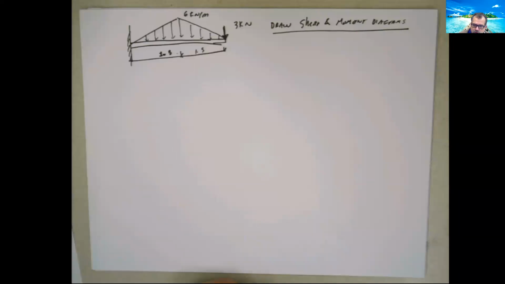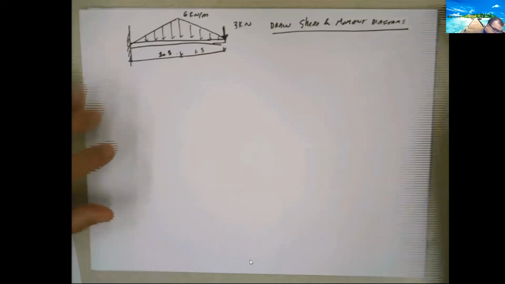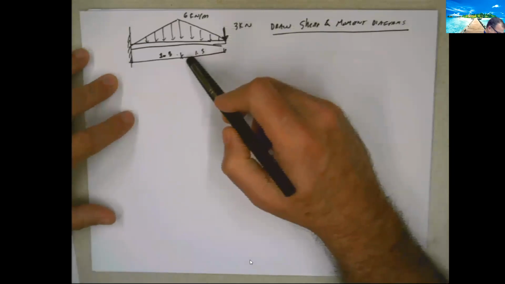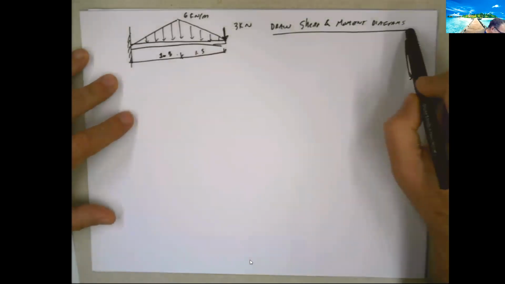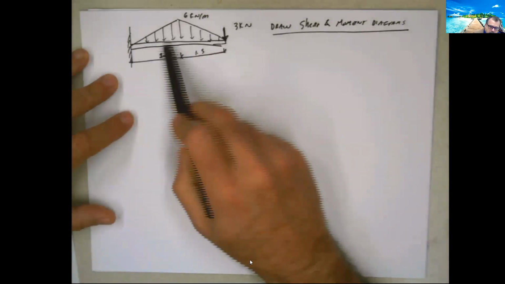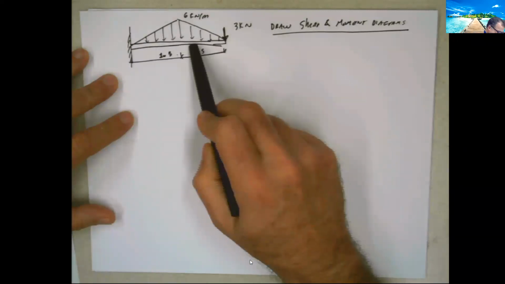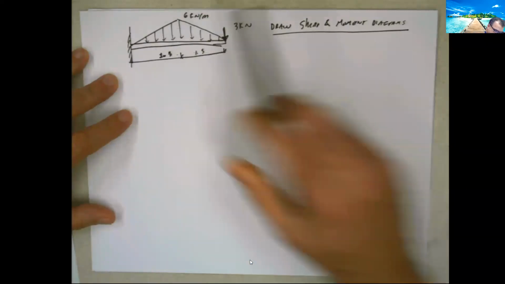There you go, I'm recording right now. Okay, so this is the problem that we want to solve. Draw the shear moment diagram. This is a fixed support, and then you have these two triangular loads, both of them pointing downward.